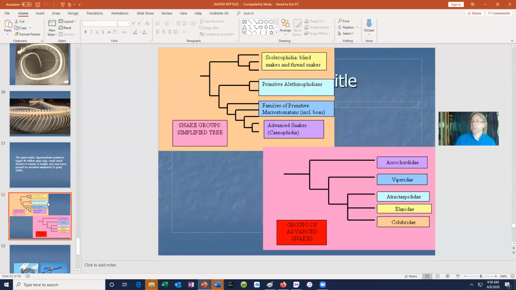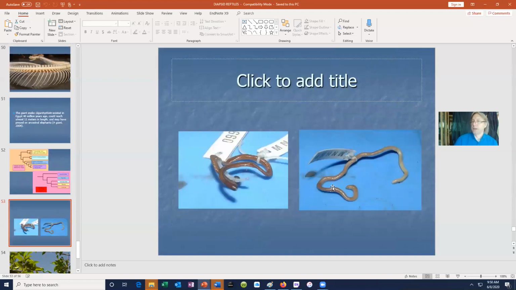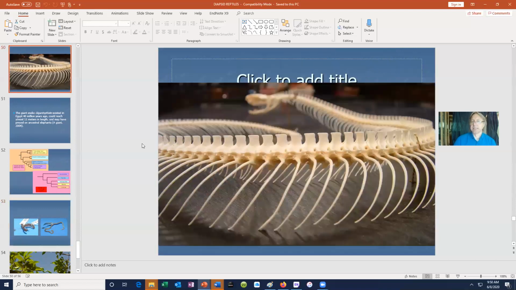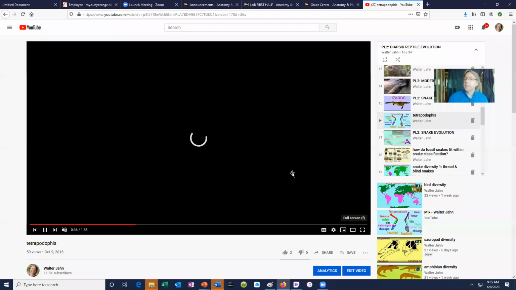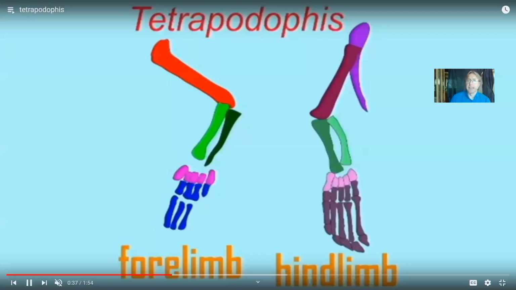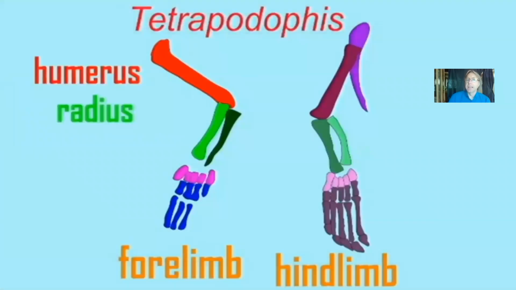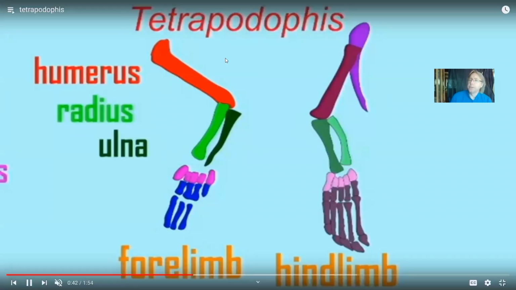But here, once again, there are these remnants of the hind limbs. Now, snakes are quite diverse, as you'll see in the videos, and include a number of primitive snakes that many people don't know much about, like these primitive blind snakes and thread snakes. So snakes are descended from lizards which once had legs, and there is actually a fossil of a four-footed snake known.